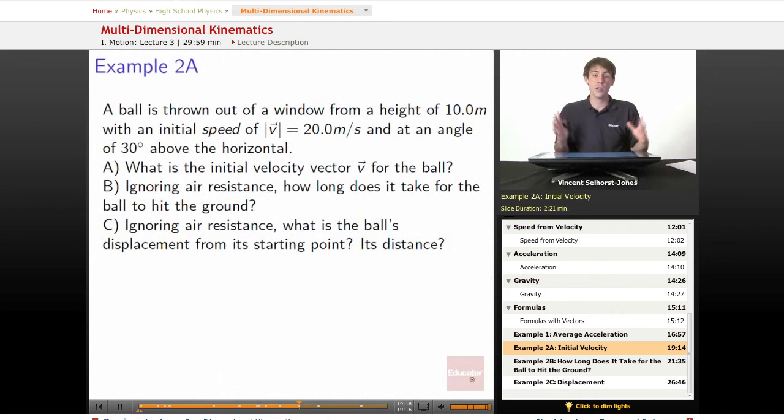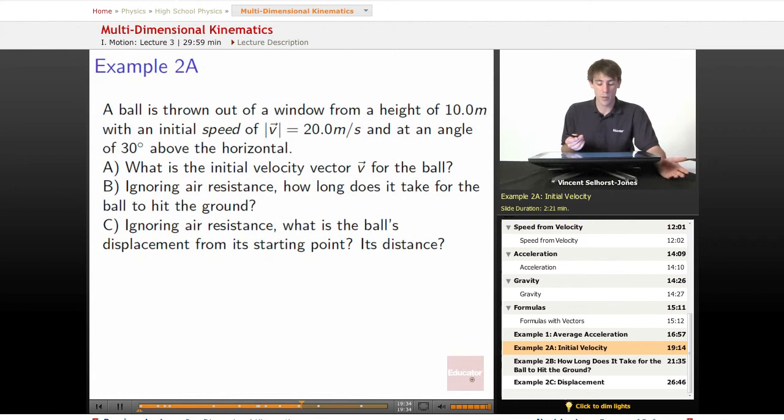Second example is going to be a long one. It's going to create a bunch of different ideas that are all going to hook together and help us understand how this stuff works. So if we have a ball being thrown out of a window from a height of 10 meters with an initial speed of 20 meters per second, angle of 30 degrees above the horizontal, we can ask some questions. What's the initial velocity vector v for the ball?